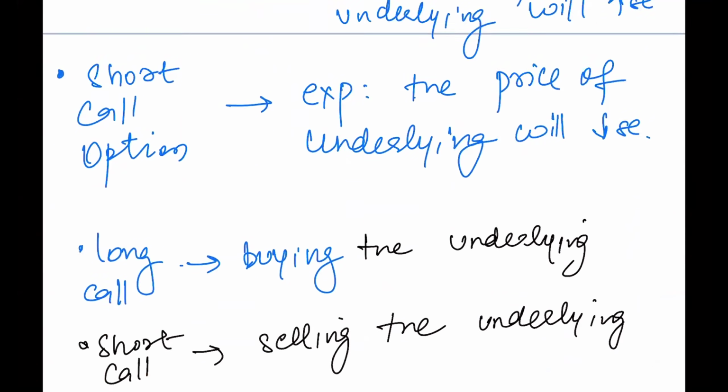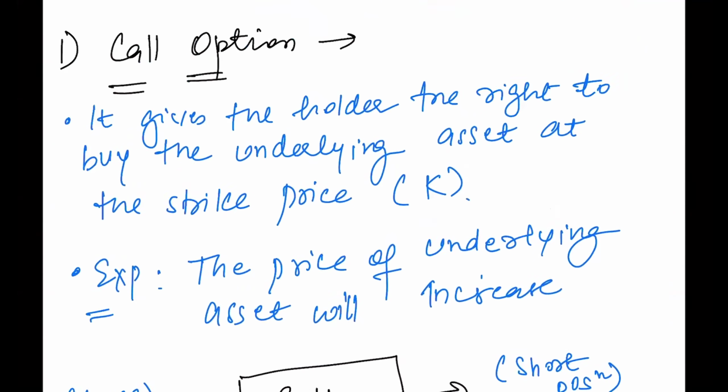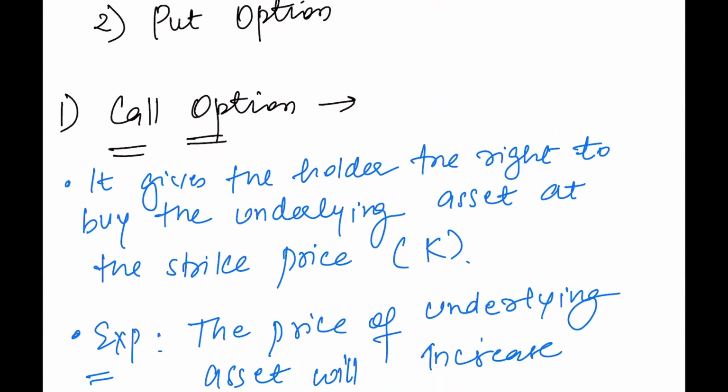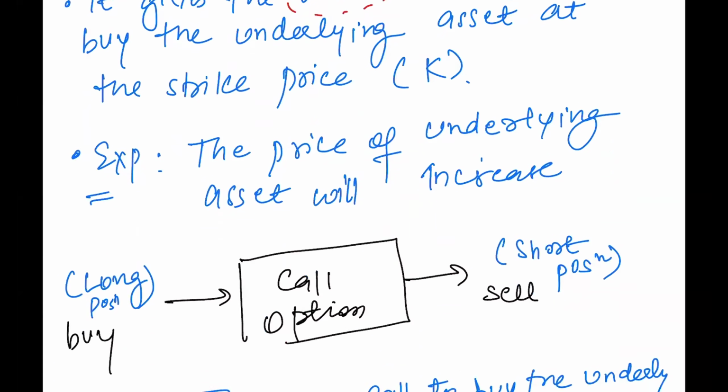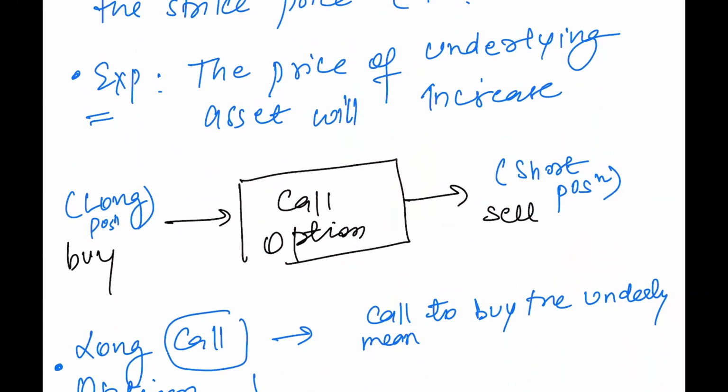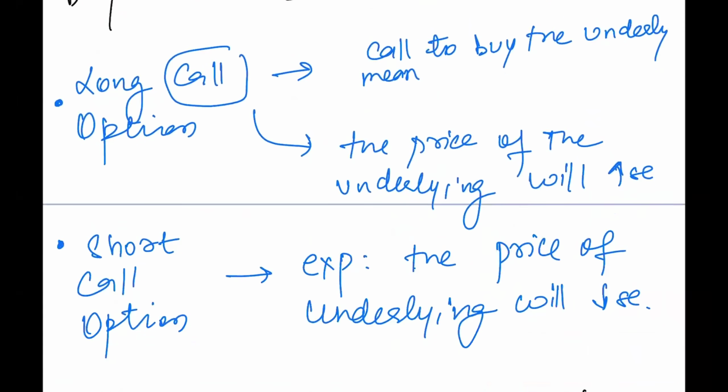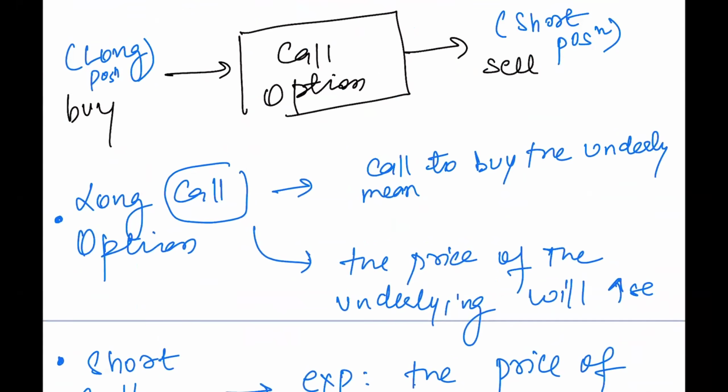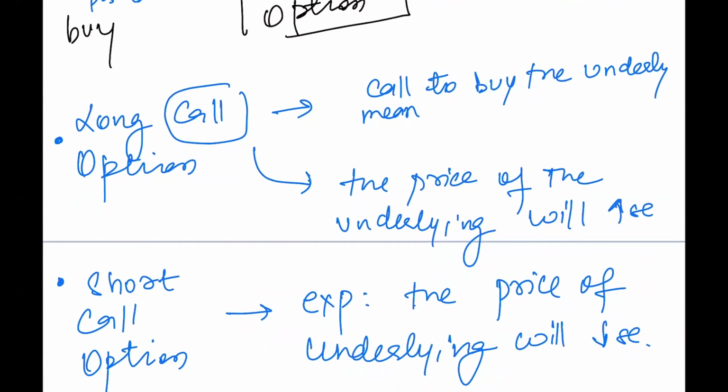Now, if you just want to revise, what is a call option? A call option basically means you have the right. When I say the holder, it gives the right to the holder to buy the asset. Now you can be in different positions, because a call option is a derivative contract. You can be in a long position or a short position. Long position means you want to buy the underlying, short position means you want to sell the underlying.